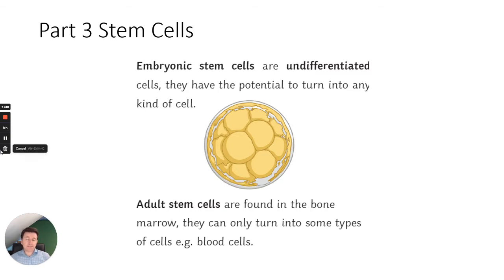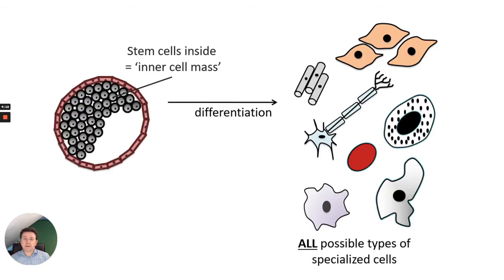They have the potential to turn into any kind of cell. The adult stem cells are found in places like your bone marrow, so they can only turn into some types of cells such as blood cells. Now, you do have other adult stem cells around your body, but they're very, very limited to what type of cells they can produce.